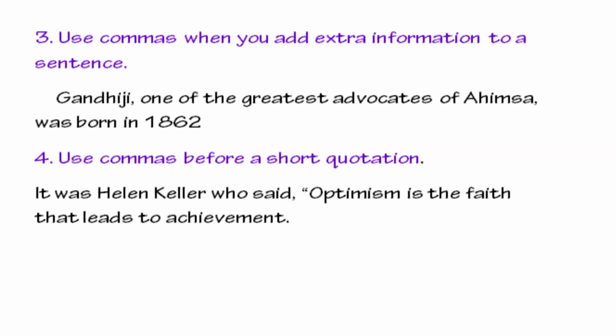Okay. And use commas when you add extra information to a sentence. For example, Gandhiji, one of the greatest advocates of ahimsa, was born in 1862. Put a comma just after Gandhiji and ahimsa because to get appropriate meaning of it, comma is inevitable.